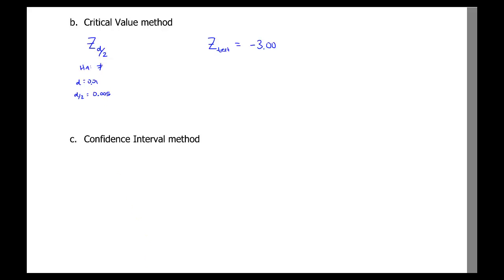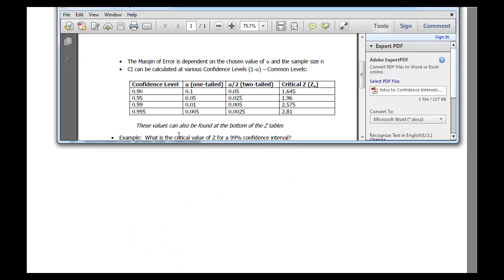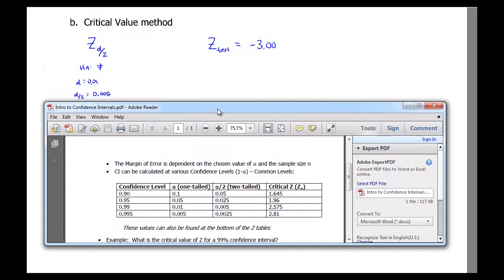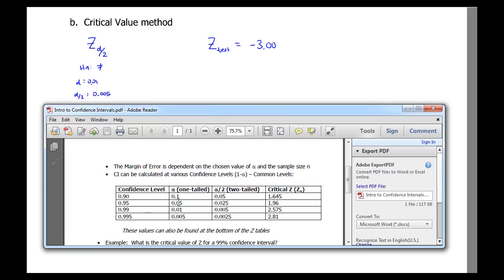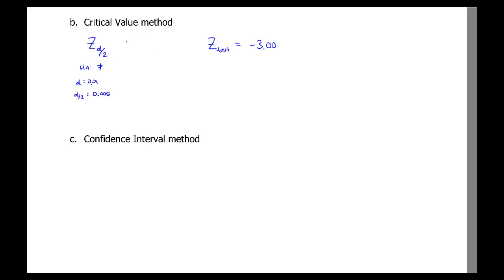And then we can just grab our table and find the z-score that we need. So alpha is 0.01, so that's the third row down. Alpha over 2, you can see 0.005. And the critical z, the z alpha over 2 that we need, is 2.575. So now we compare. Now, when you have a negative z-score, you want to take the absolute value. We're only interested in the actual distance, not whether it's negative or positive. So let's just use 3.